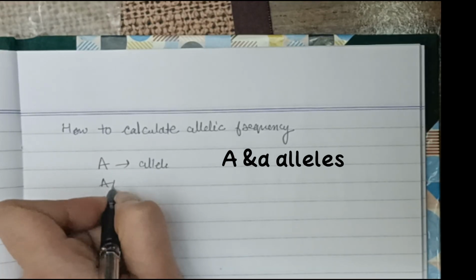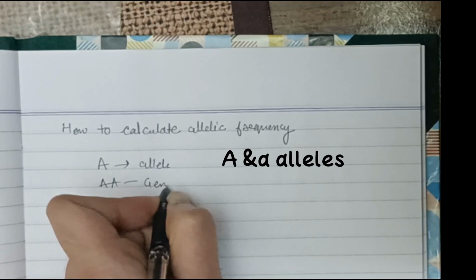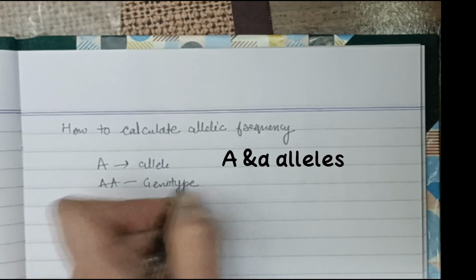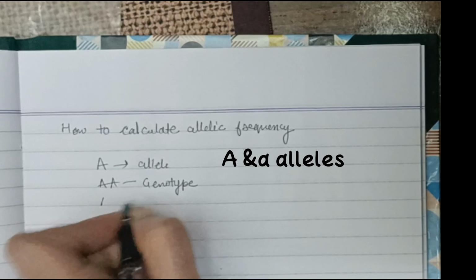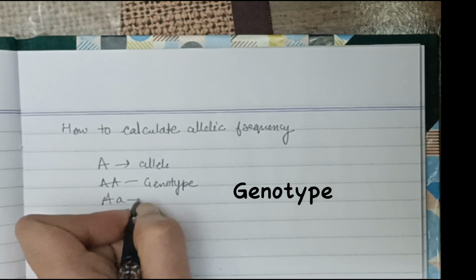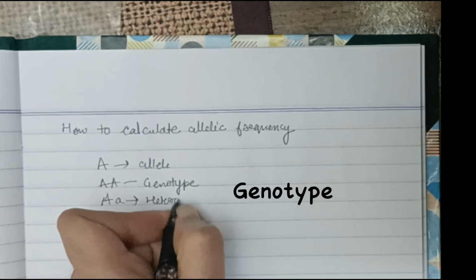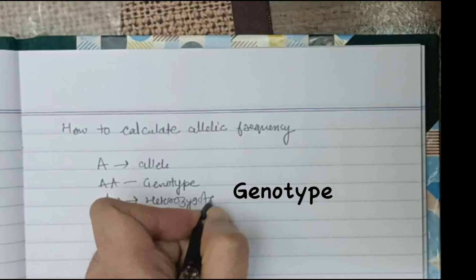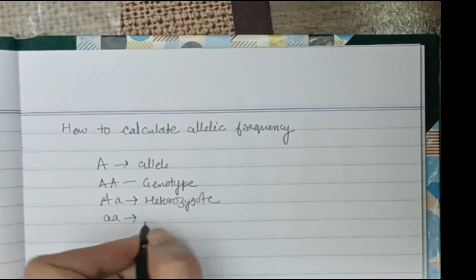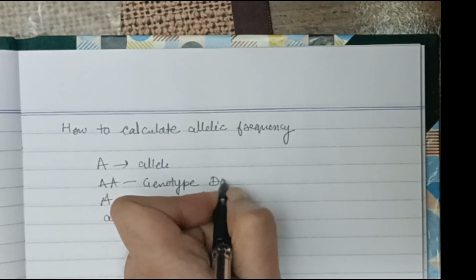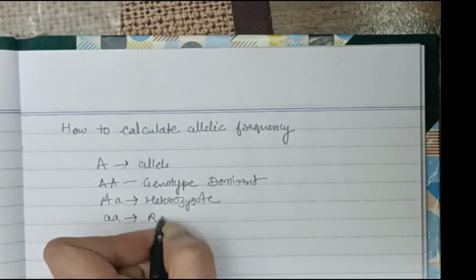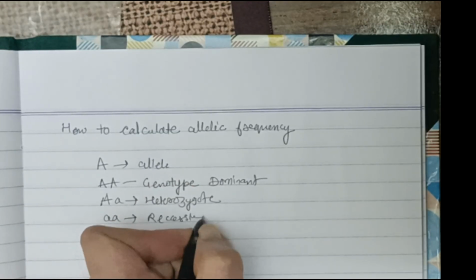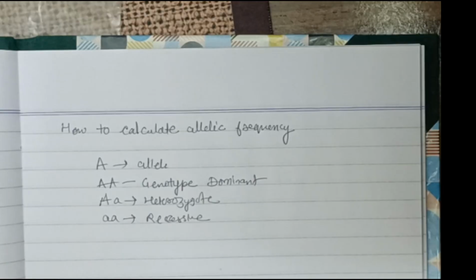If a gene has two alleles, for example, capital A is dominant and small a is recessive. These are the alleles and the genotype. There are three genotypes: capital A capital A, capital A small a, and small a small a. Capital A capital A is the dominant one, small a small a is the recessive one, and capital A small a is a heterozygote one. And each individual has two alleles in a diploid organism.